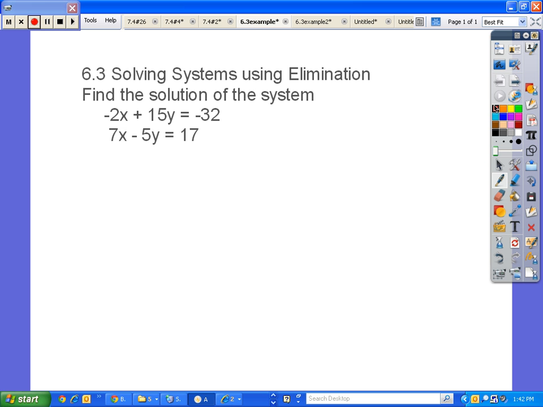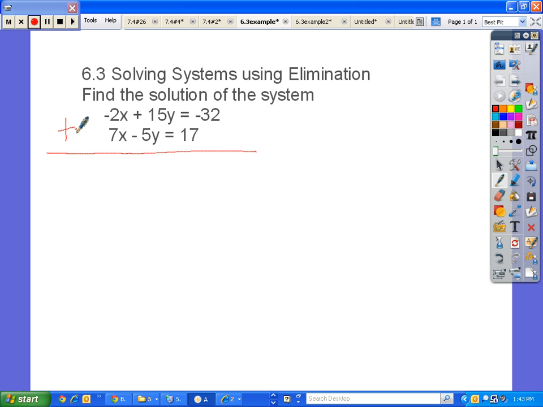I said if I add this all together and I add my columns, one of the variables should be eliminated. If I add my x's, is one of the variables eliminated? No, right? If I add my y's, does one of the variables get eliminated? So now I have to think, what can I do? I need to cancel out either the x or the y. I get to pick whatever is easiest.